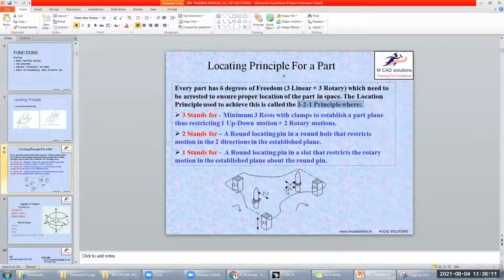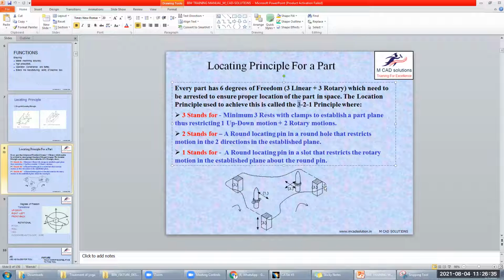That's why it is given as 3. Many candidates assume that this 3 and this 3 are the same. 3 here does not mean 3 supports. The number of supports may be 1 or 2 or infinite depending on the area. Suppose it is a very small part, then only one support will be sufficient. So now we will see what this 3 is.